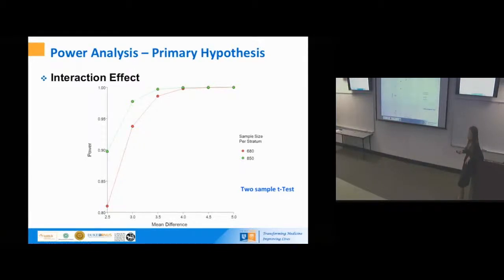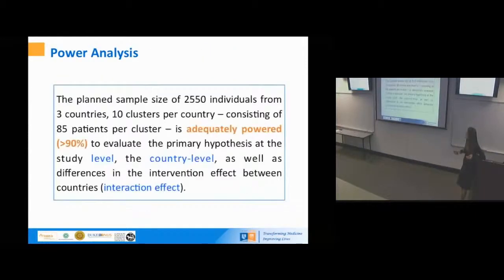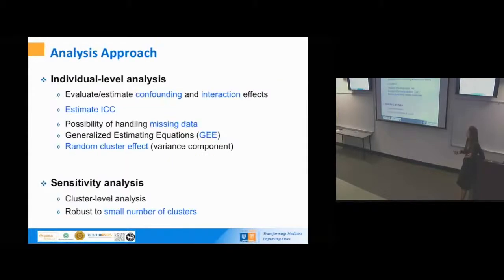And maybe Liz can talk a little bit more about this at some point with you guys. So with the 20% dropout, you'll see the green one is the full sample size, and the other one is the 20% dropout rate. So we've got sufficient power to look at the interaction. There's a planned sample size of 50 individuals from 3 countries, 10 clusters per country, consisting of 85 patients per cluster, is adequately powered to evaluate primary hypothesis at the study level, the country level, as well as differences in the intervention effect between countries.